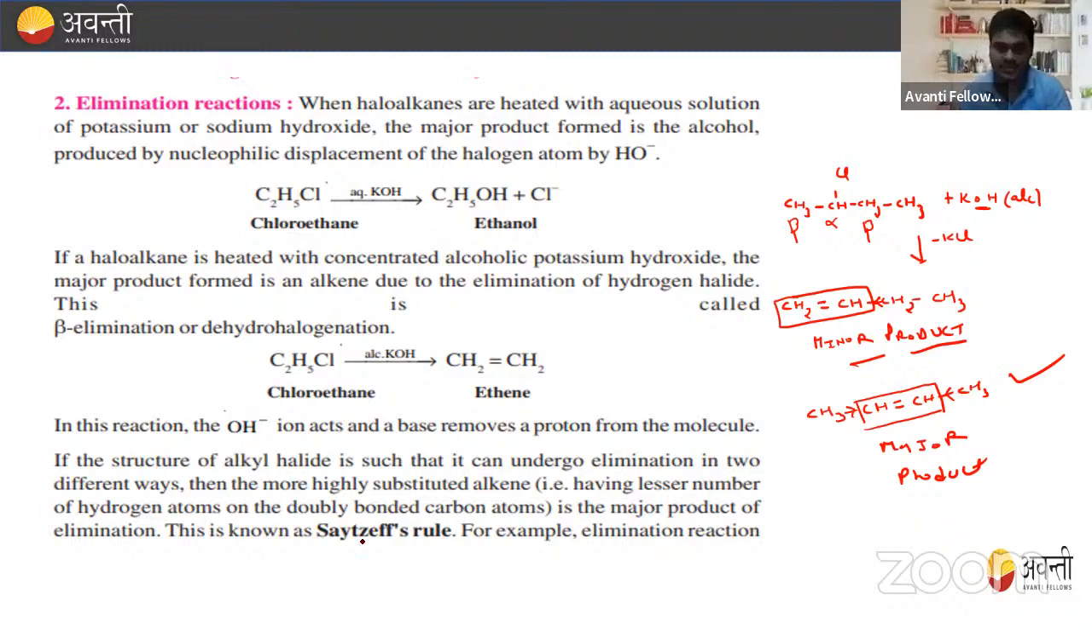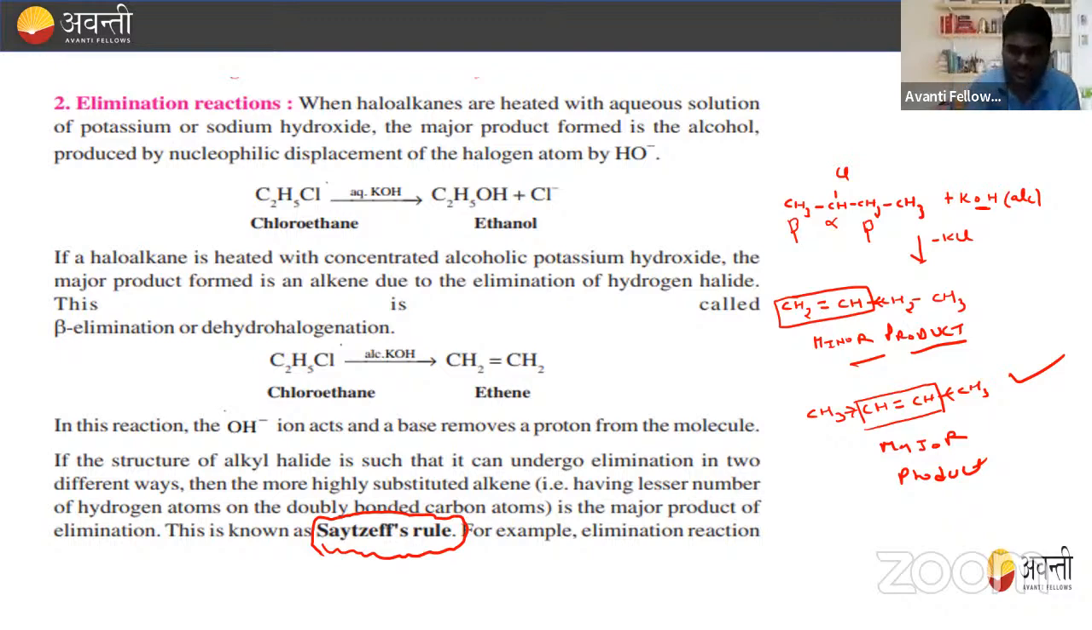This is given by the Saytzeff rule, known as the Saytzeff rule. According to the Saytzeff rule, the major product is the one having symmetry between the two double bond atoms, and the other is the minor product. If the structure of the alkyl halide is such that it can undergo elimination in two different ways, then the more highly substituted alkene, having two donating CH3 groups, that is, the one with fewer hydrogen atoms on the doubly bonded carbon atoms, is the major product. This is known as the Saytzeff rule.